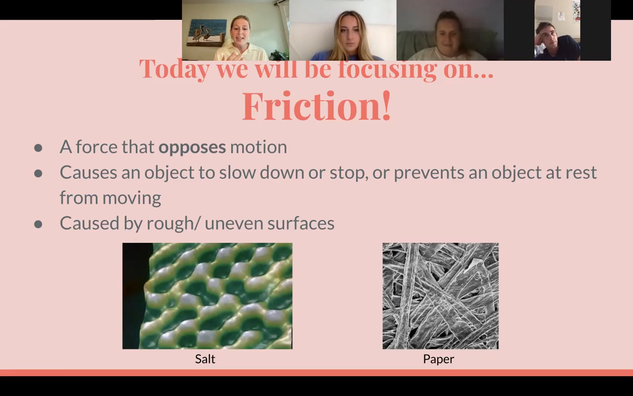So what this shows is that even surfaces that feel really smooth, or that are really tiny, actually, when you zoom in super close on them, they do have a rough, uneven surface, which is what allows friction to act on all of these objects. So kind of cool to look at these close up. I definitely wouldn't have pictured salt looking like this.